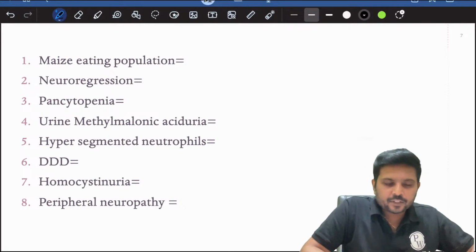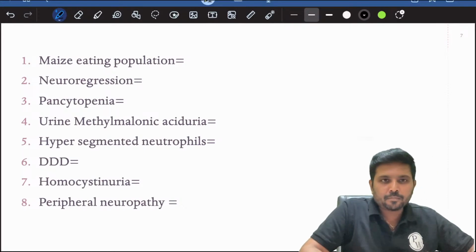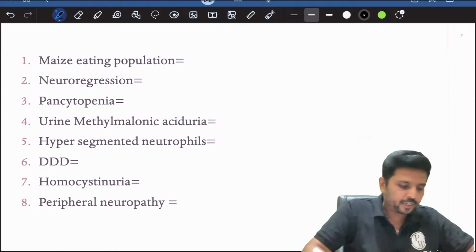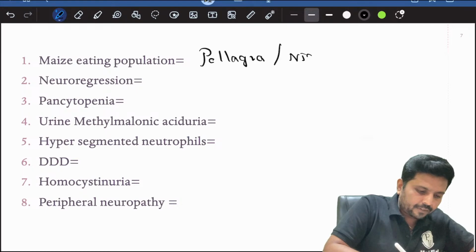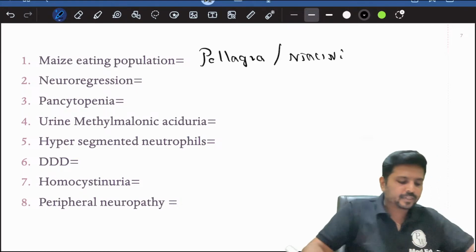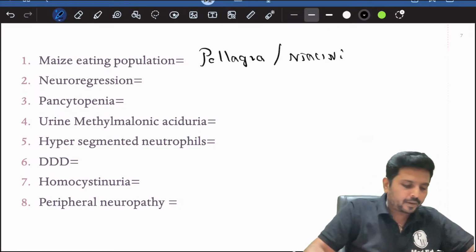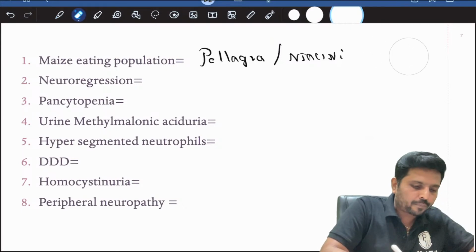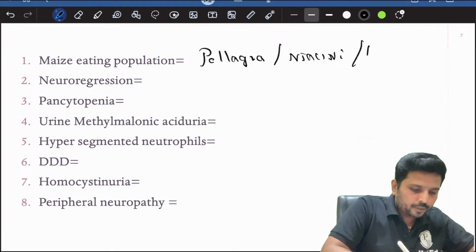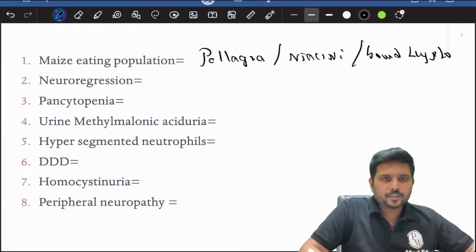Which vitamin deficiency is associated with the maize eating population? It is pellagra. Niacin deficiency mainly occurs in the maize eating population, because maize contains bound tryptophan which cannot be released.